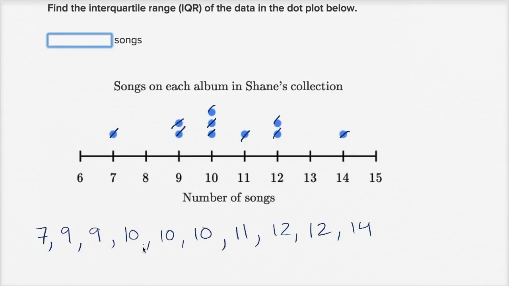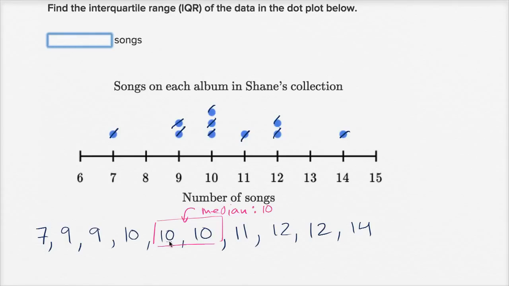So I can immediately start calculating the median. Let's see, I have 1, 2, 3, 4, 5, 6, 7, 8, 9, 10 numbers. I have an even number of numbers. So to calculate the median, I'm going to have to look at the middle 2 numbers. The middle 2 numbers look like these 2 10s here, because I have 4 to the left of them and then 4 to the right of them. Since I'm calculating the median using 2 numbers, it's going to be halfway between them, the average of these 2 numbers. Well, the average of 10 and 10 is just going to be 10. So the median is going to be 10.